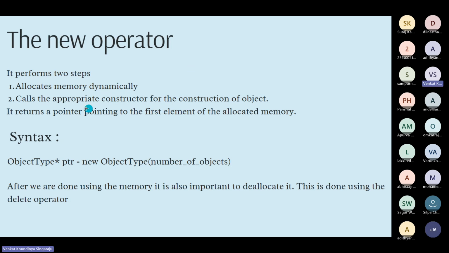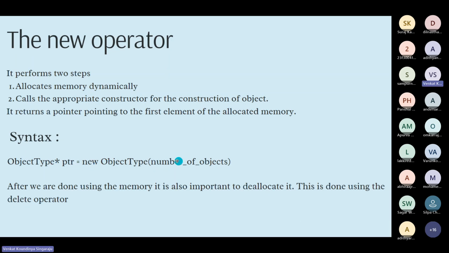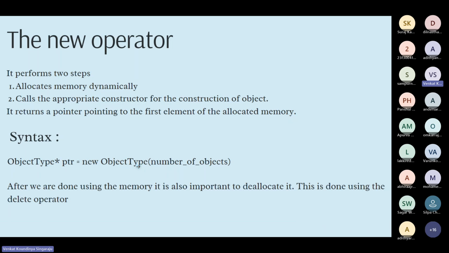And what does the new operator return? As I previously discussed, it returns a pointer pointing to the first element of the allocated memory. Basically, this allocated memory is like an array. And what is the syntax of new? It's object type star ptr equal to new object type [number of objects]. Let's say you want to allocate memory for 10 integers. You write int *ptr = new int[10]. Since you want 10 integers, you write 10 in the brackets. Object type is basically the data type of the memory that you want to allocate.